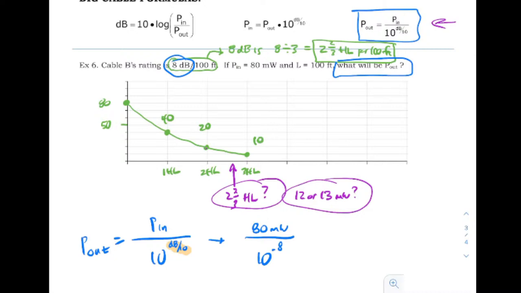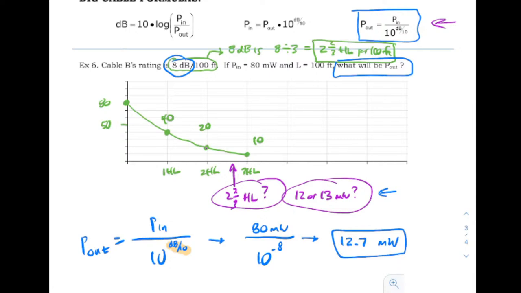And now it's a calculator. So I grab out my calculator. I say 80, and I divide it by 10 to the power of 0.8, and I hit the equals button. And, ha, this is great. See that 12 or 13 that I was thinking? You know what the real answer is? 12 point, well, if I go to one decimal place, it's 12.7. Not bad, huh? Turns out these formulas work.